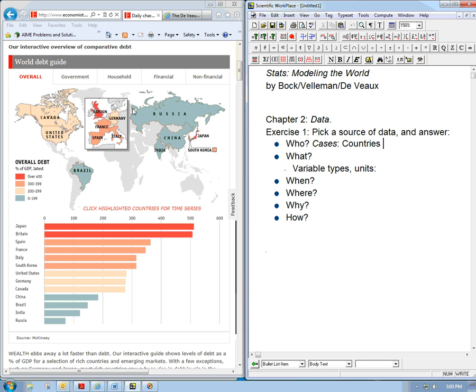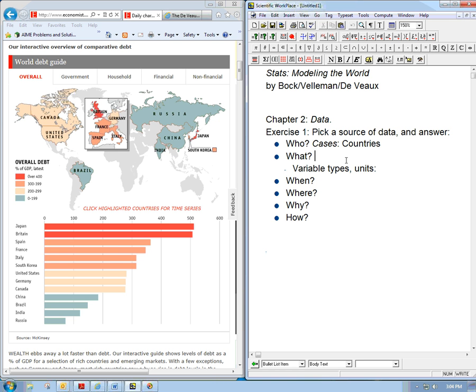And they're all around the world, but it's not every country in the world. It seems to be basically the major economies in the world. Some of them highly developed, like Japan, United States. Some of them, you could still say developing, but a major economy like India. Okay, so the cases are countries. So far, we'll see that there's actually a lot to this web page.